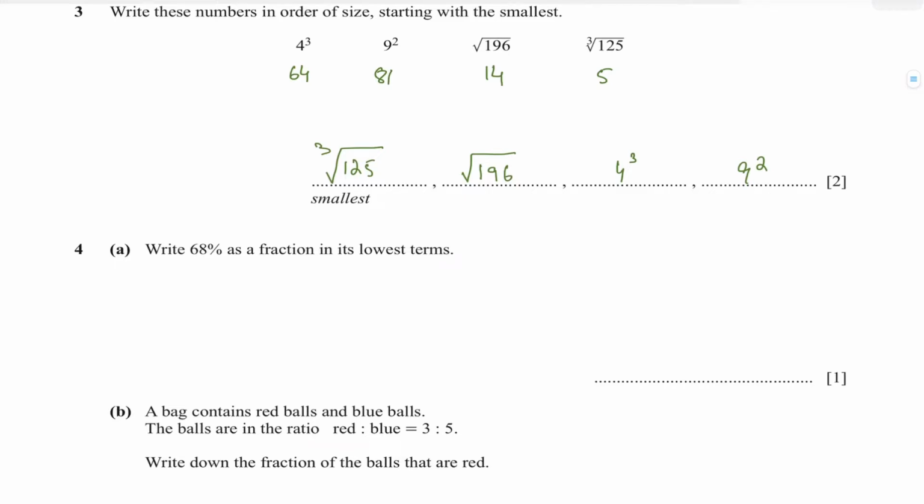Okay, now we have to write down 68% as a fraction in its lowest terms. So if I want to convert a percentage to a fraction, I'll have to divide it by 100. I can simplify this using 4. So 4 ones are 4, 4 twos 2 carried, and 4 sevens are 28. So 17, and 4 twos are 8, 2 carried, 4 fives are 20. So 17 upon 25 is going to be my final answer.